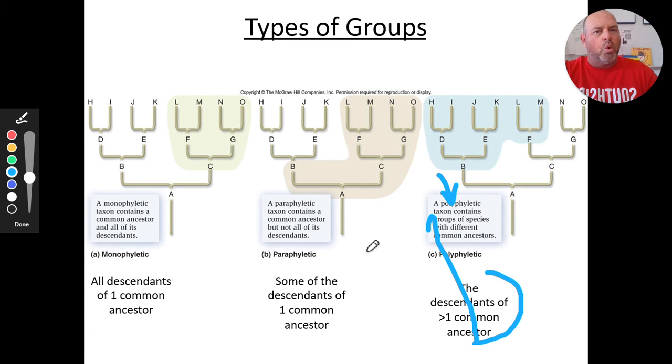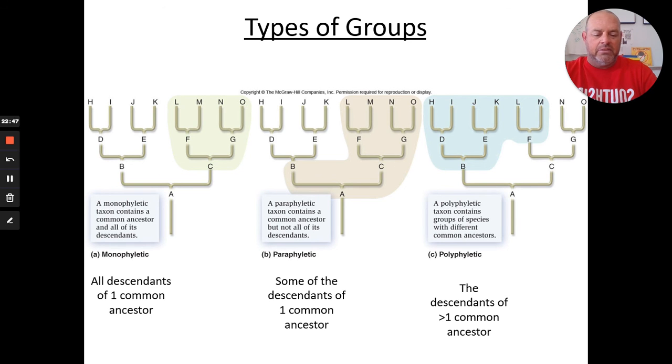More than one. So monophyletic, descendants of one common ancestor; paraphyletic, some of them and some other ones next to it from the one common ancestor; and then polyphyletic is the descendants of more than one common ancestor.